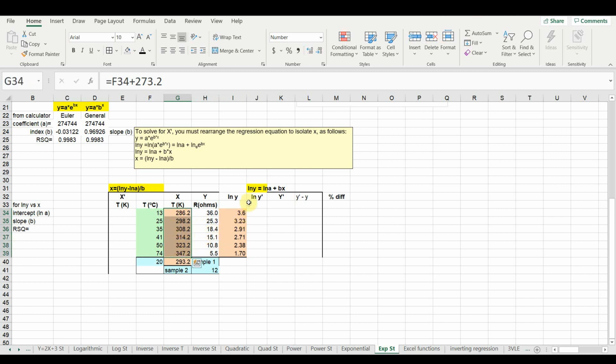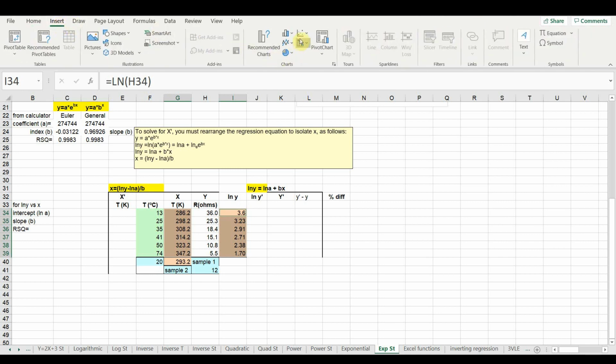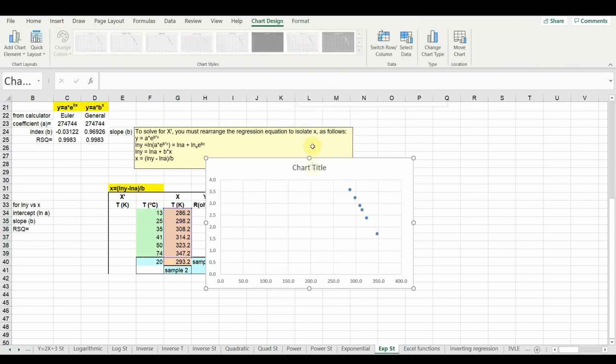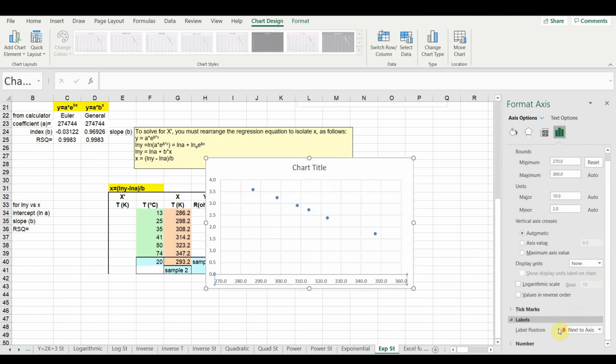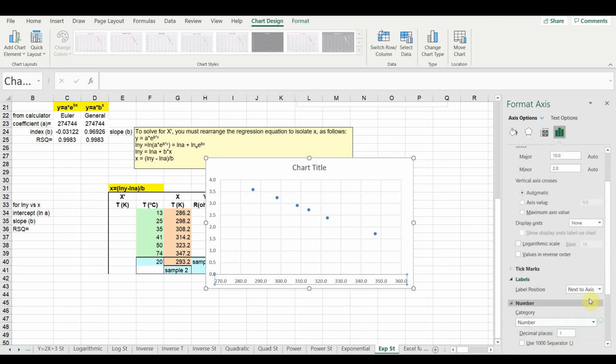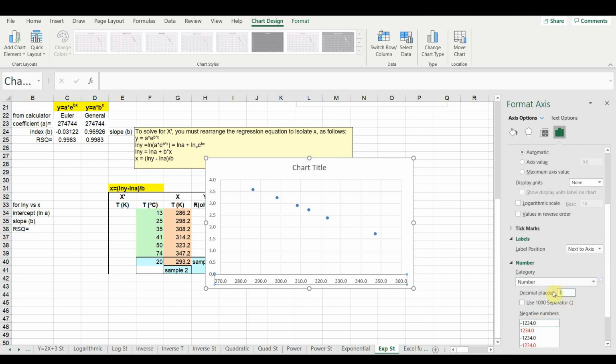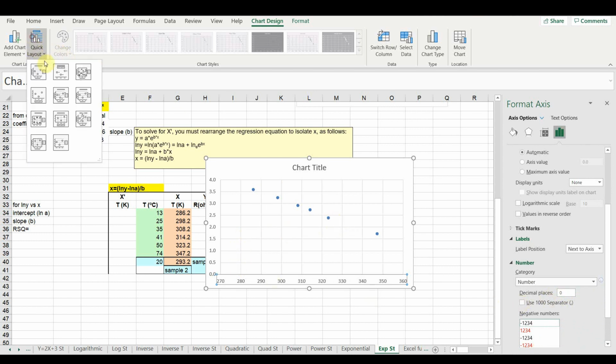Take the temperature, hold down the control key, select a non-adjacent group. Let's insert a scatter plot. Wow. Well, it does look linear. All right, for the minimum x-axis, what do we try, like 270, something like that? See what happens. Excel likes to keep the origins on the plots. And the number, let's see, how about no decimal places? That worked.